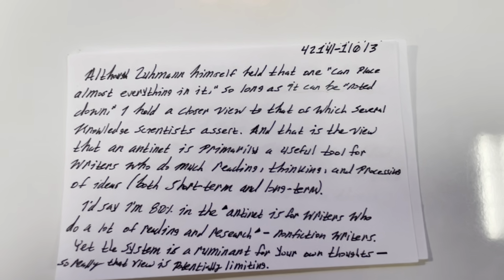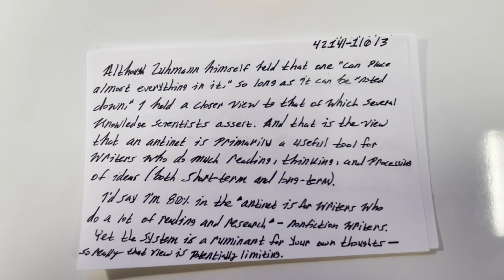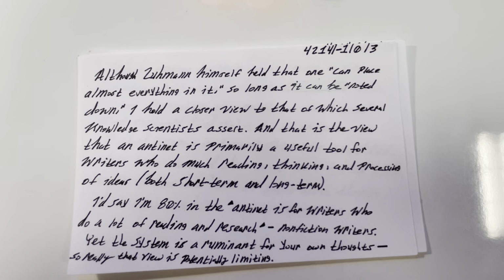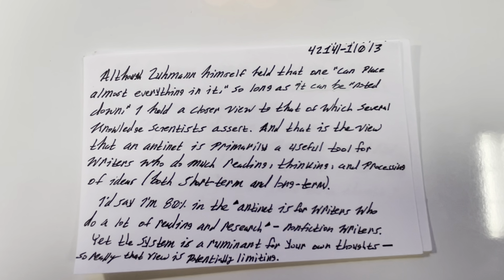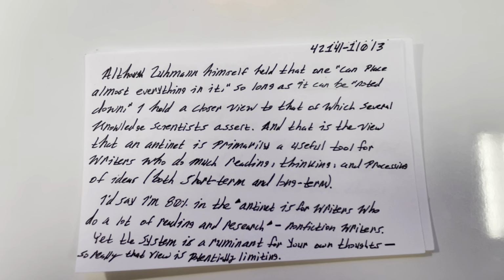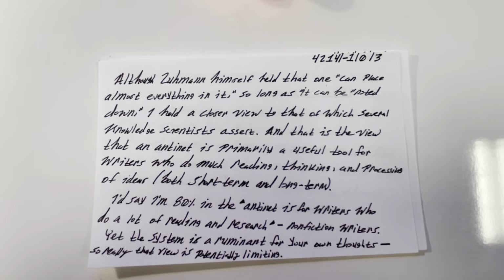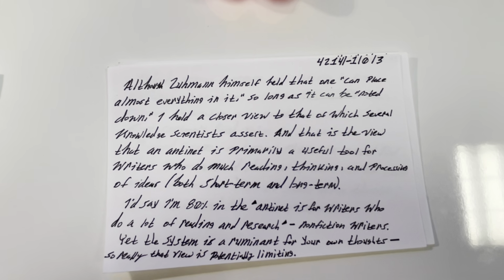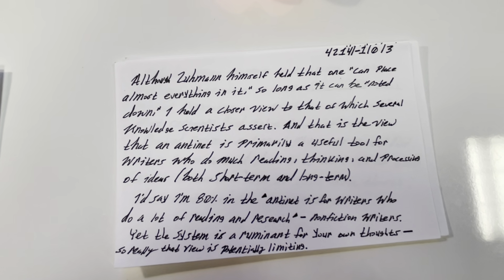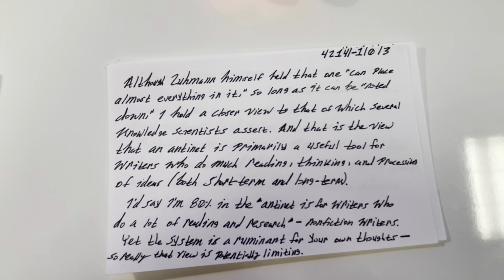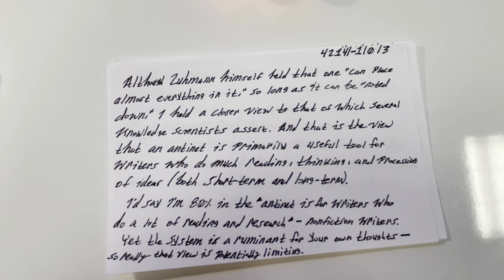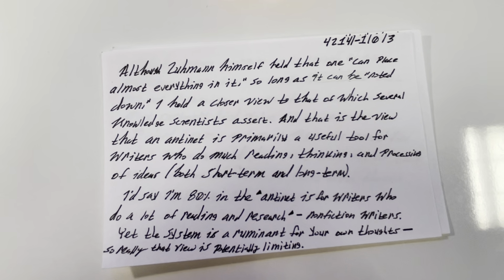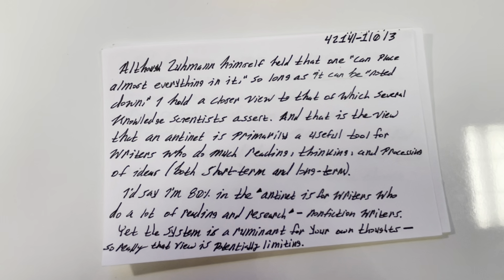You can see reflection notes are almost like a paragraph that you would put in a book or text, right? So it says, although Luhmann himself held that one can place almost everything in it, and he's referring to his Antinet Zettelkasten, so long as it can be noted down, I hold a closer view to that of which several knowledge scientists assert, and that is the view that an Antinet is primarily a useful tool for writers who do much reading, thinking, and processing of ideas, both short-term and long-term. I'd say I'm 80% in the Antinet is for writers who do a lot of reading and research, like nonfiction writers, yet the system is a ruminant for your thoughts.